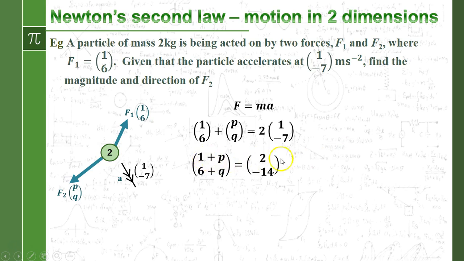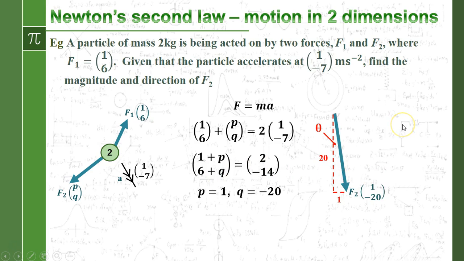So we can see straight away that 1 plus P equals 2, so that gives us P is 1 and Q is minus 20, just by looking at the bits on the top and the bits on the bottom. We're being asked for the magnitude and direction of the force, so there we go. If we've got a force F2 that's (1, minus 20), that's going down like that. And we're going to define that value there as being theta.